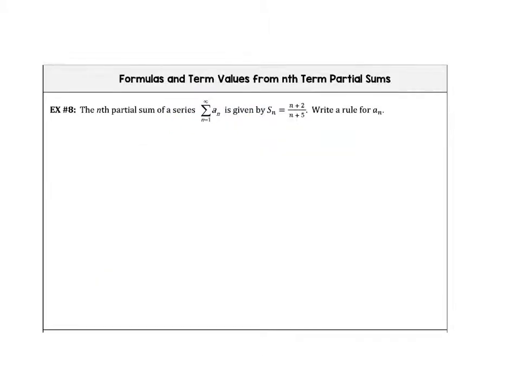For our next problem, we're going to be asked to find a rule for a sub n. Now we're given that the nth partial sum of this series is given by this part here. So let's get an idea of what this is talking about. If we talk about the nth partial sum, so let's say n is 1 to infinity of a sub n. This is talking about a sub 1 plus a sub 2 plus a sub 3, a sub 4, and so on out to a sub n.